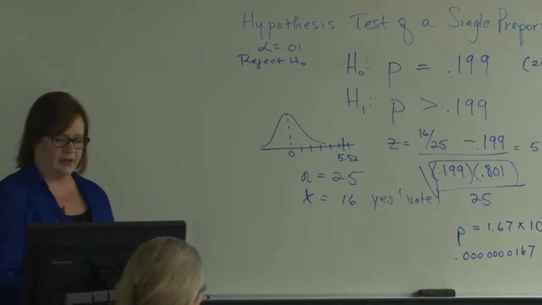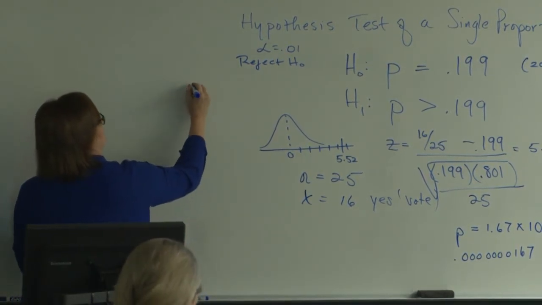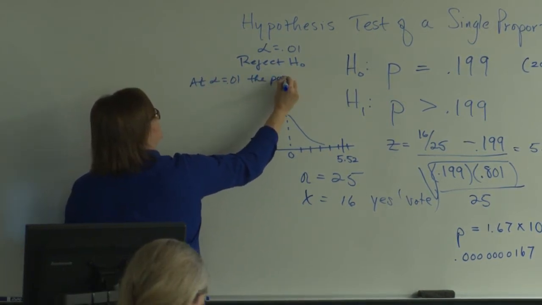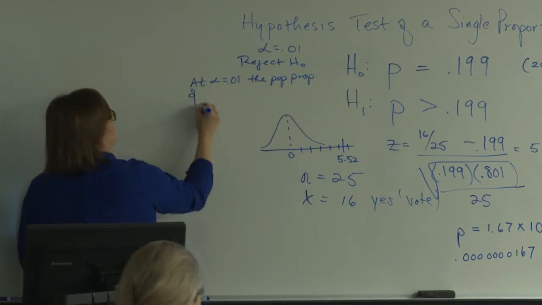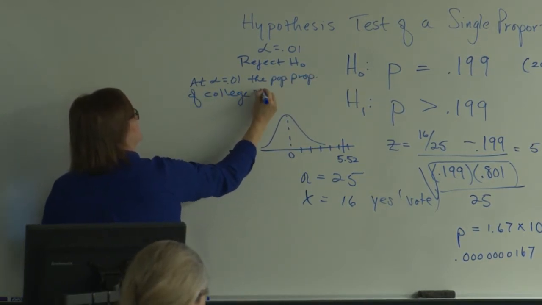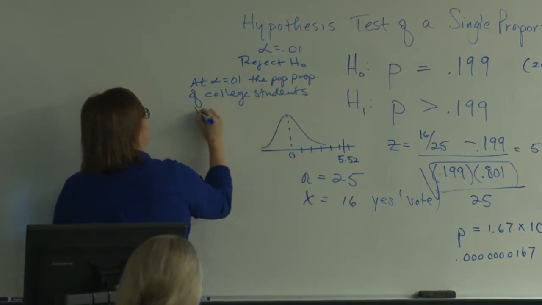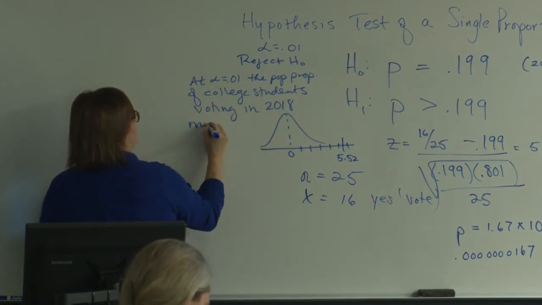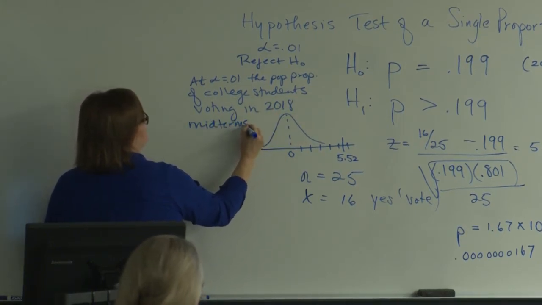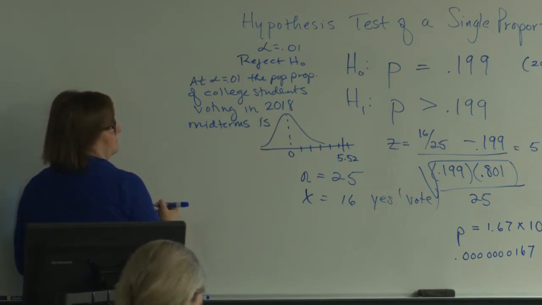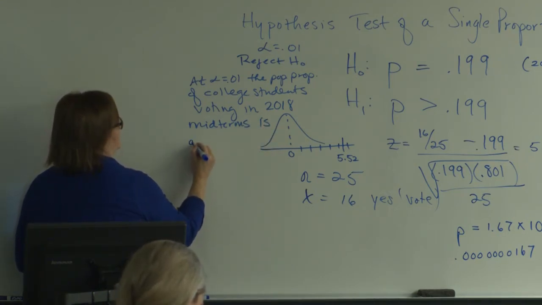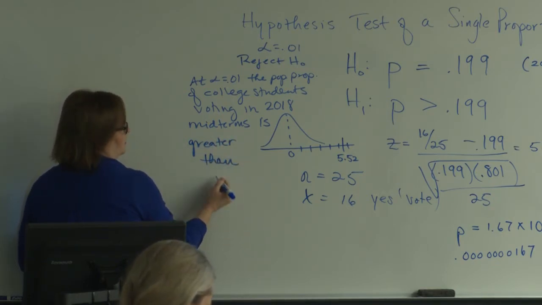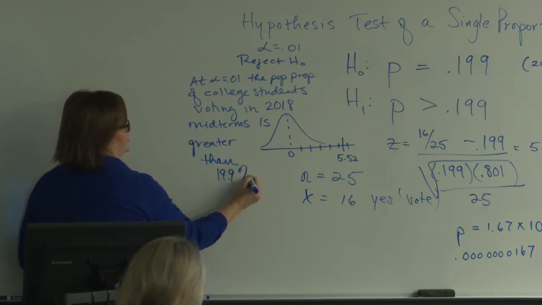Okay, so according to our data, we can say that at alpha equal 0.1, the population proportion of college students voting in the 2018 midterms is what? Okay, greater or higher than it was in 2014, or higher than 19.9%? Either one.